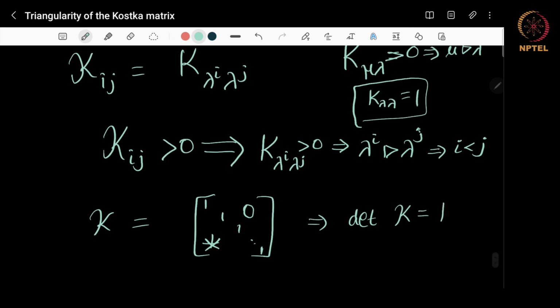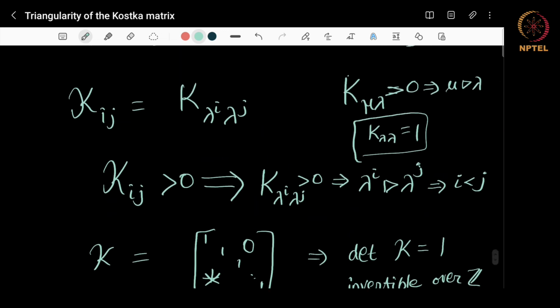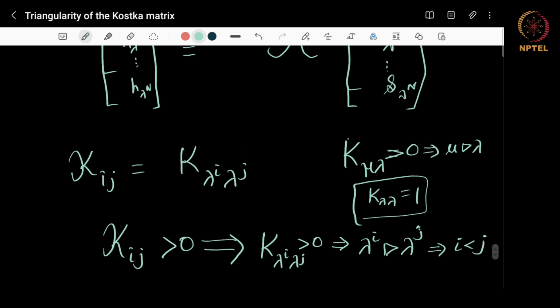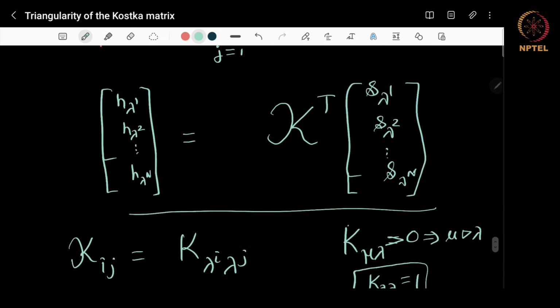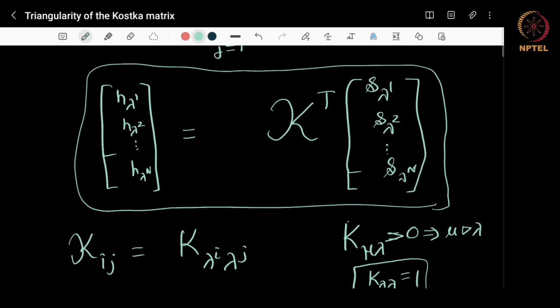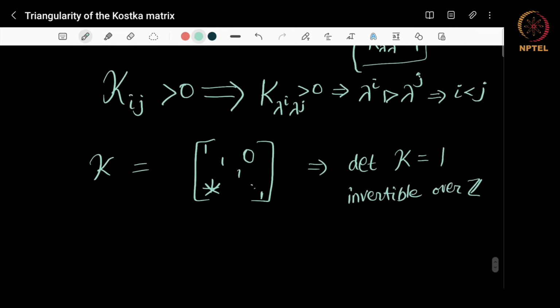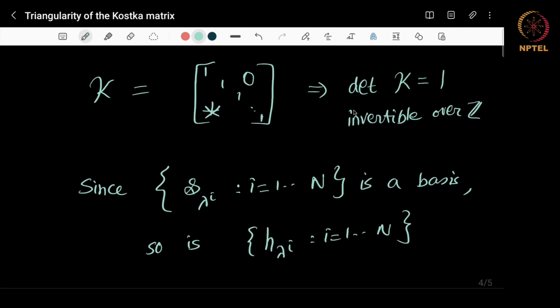Now that's all you need, because if you go back and see what it implies, the H vector is K transpose times the S vector, and K transpose is also invertible. It's now upper triangular. Therefore, since the S's were known to be a basis already, the H's are also a basis. Since s lambda i is a basis, so is h lambda i.